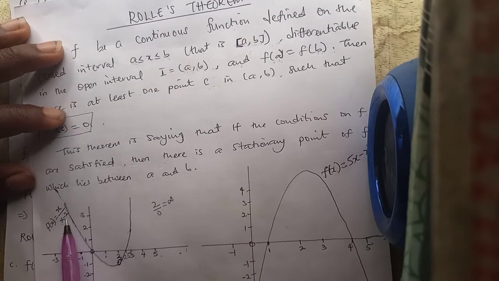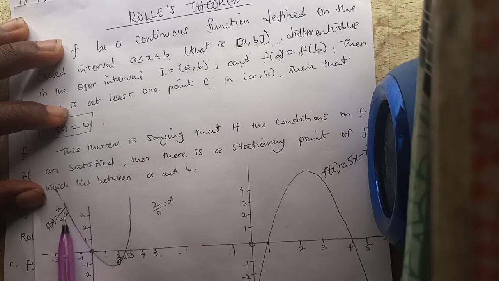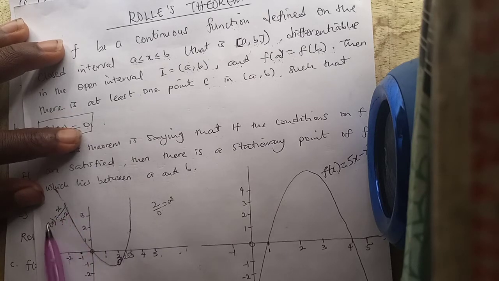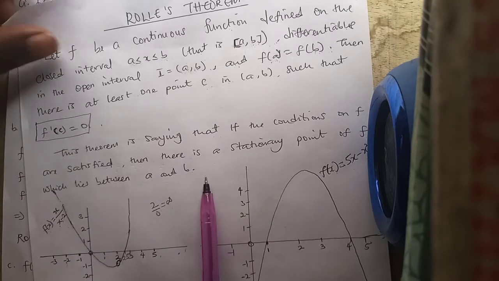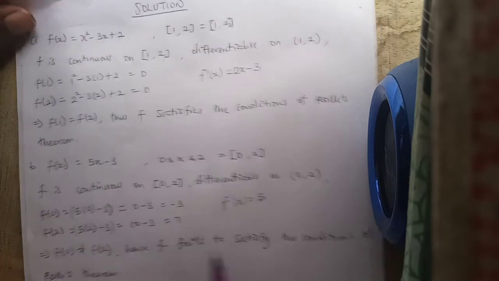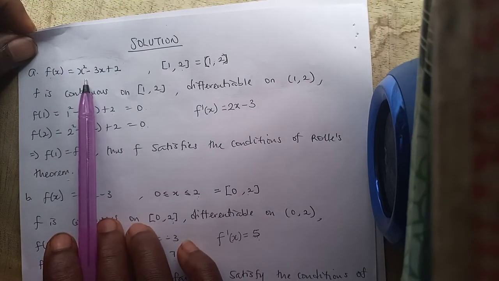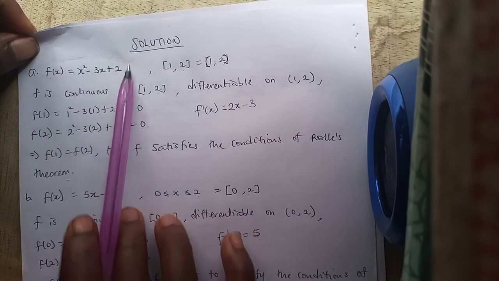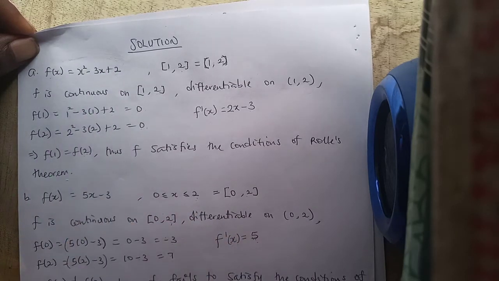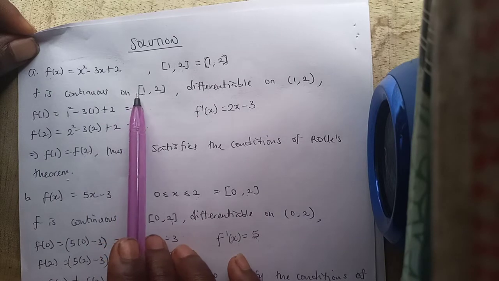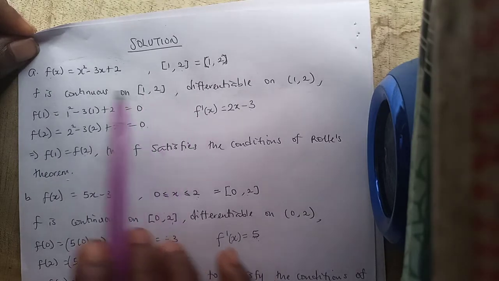But here, there's a point of discontinuity, which is 2. If you put 2, you can never get a value for that function, and that 2 is said to be a point of discontinuity. And this function here has no point of discontinuity. It's a straightforward polynomial. So for every value of x you put, it will always be continuous. It will always have a value. So that is why it is continuous on [1, 2].